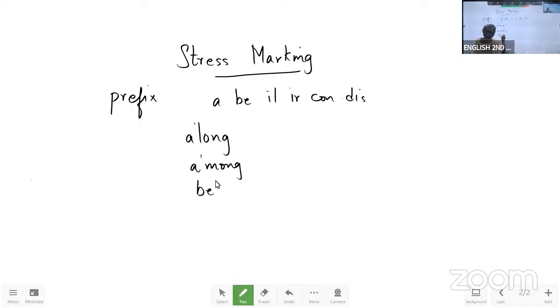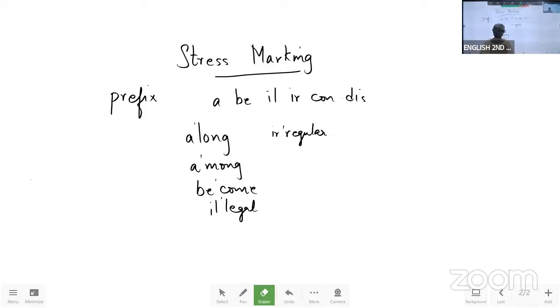Become. Illegal. Irregular, and so on. So did you understand, children? This is one rule, where on the prefix you do not put a stress, but it is on the root word.